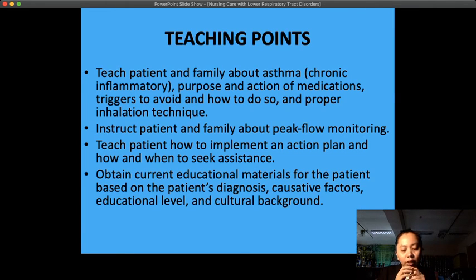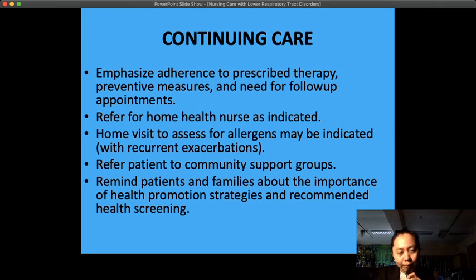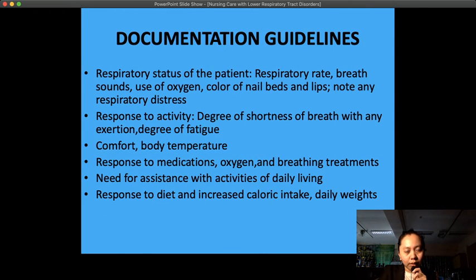So, in the duty, you can prepare a pamphlet for your case presentation or your health teaching because it can also be used by your patient. Okay, so your patient's diagnosis, the causative factors, the educational level, and culture background. Okay, and then continuous care, so home health teaching. Alright, so you will be teaching strategies and then documentation guidelines.